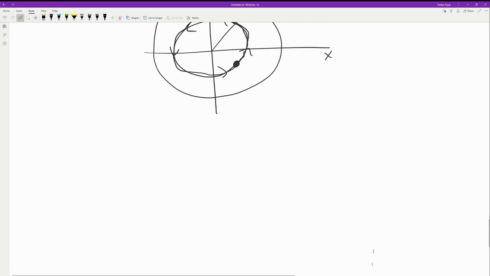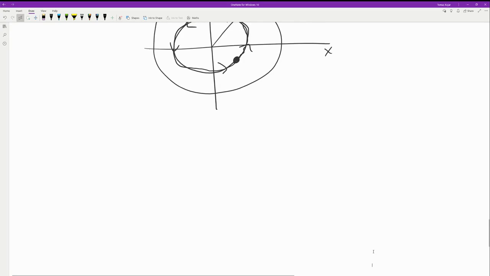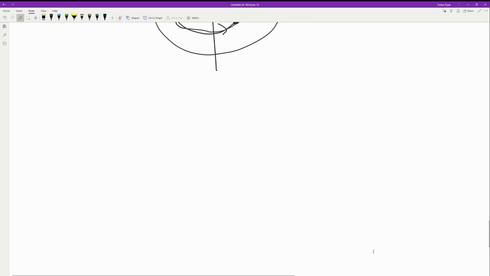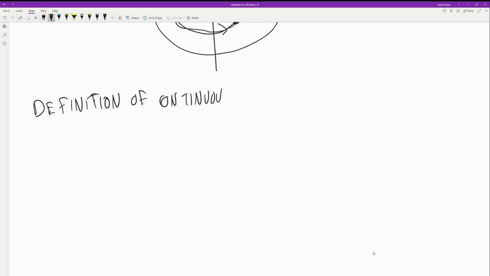Okay, so now let's talk about continuous functions. This is actually more general than in complex. It shows up in many places of continuous functions. Okay, so first we have to define the limit.